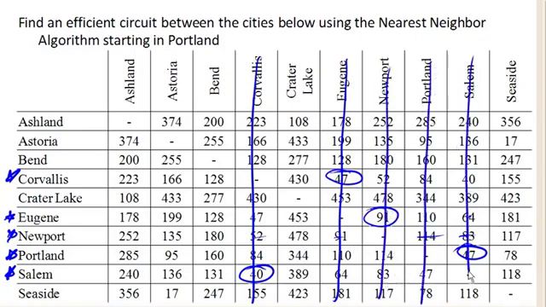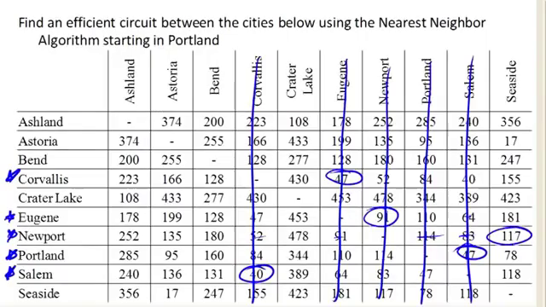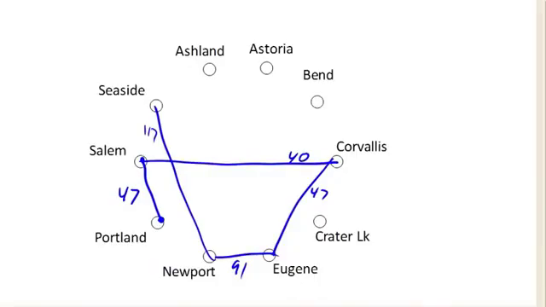Right now I'm in Newport, and of my remaining choices, the cheapest is Seaside, 117. Excellent, Seaside, 117. So now Seaside is visited, I'm in Seaside. From Seaside, I'm going to Astoria. Astoria is close, so I'm going to go to Astoria, which is only 17 miles away. So now I have visited Astoria.